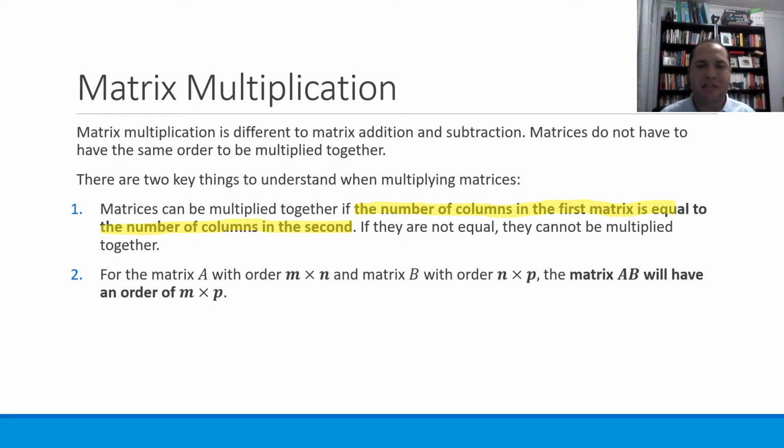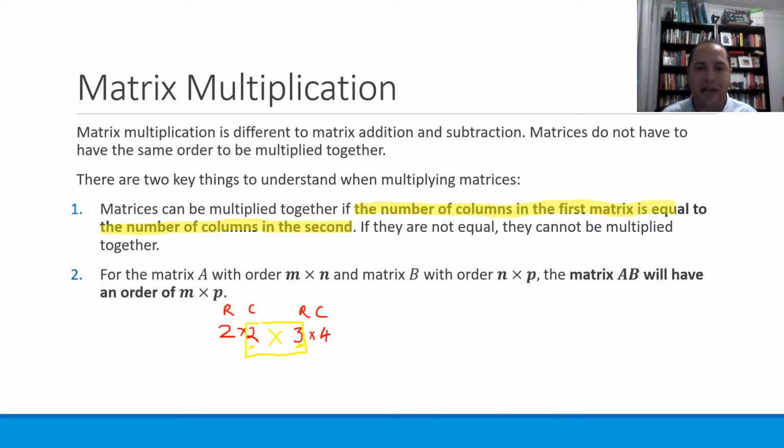So let's say I've got two matrices. The first one has an order of 2 times 2, so that means it's got 2 rows and 2 columns. And I'm multiplying that by another matrix that has 3 rows and 4 columns. What I'm looking for is that the number of columns in the first matrix needs to be the same as the number of rows in the second. Here, those numbers do not match up. The number of columns in the first matrix is 2. The number of rows in the second matrix is 3. Those values are not the same, so these matrices cannot be multiplied together.